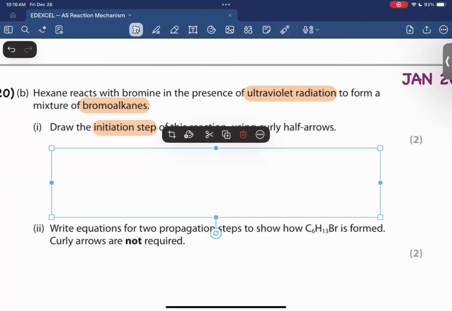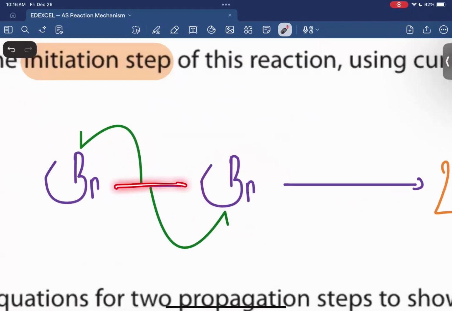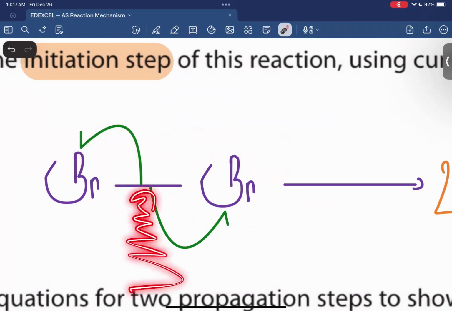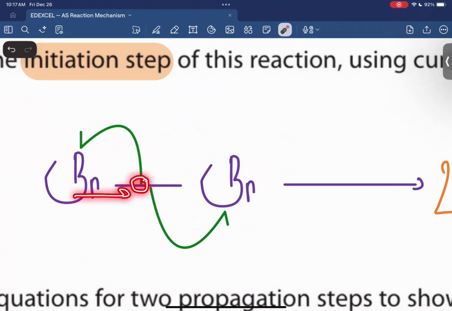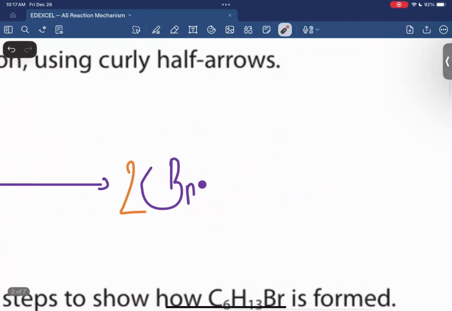So what would happen over here is that you have your bromine and you have another bromine. This bromine and bromine are bonded together by a covalent bond, which means that this bromine would be giving one electron and this bromine would be giving another electron. Now, in this initiation step, in the presence of UV light, this bond breaks down. The electron that was given by this bromine is taken by this bromine, and the electron that was given by this bromine is taken by this bromine. And this leads to the formation of species that we refer to as free radicals.